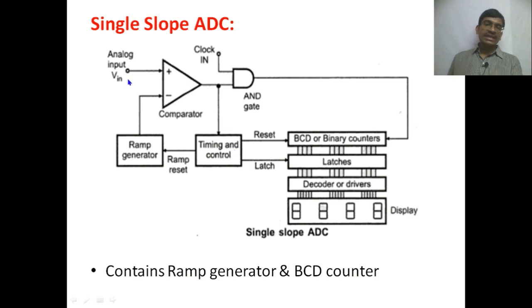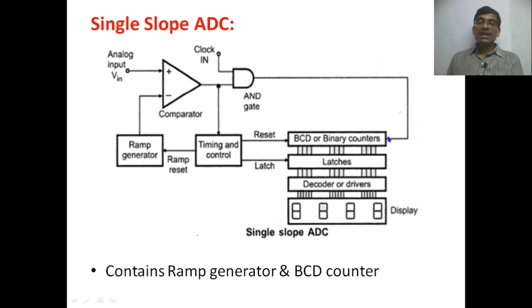Here, initially the analog signal is applied to the non-inverting terminal of our comparator, and the inverting terminal is given the ramp generator voltage. The comparator output is the input for the AND gate as well as the timing and control circuit. The clock signal is given to the AND gate, so the AND gate will turn on whenever the comparator output is equal to 1 and the clock signal is equal to 1, so that the clock signal will be propagated to the BCD counter.